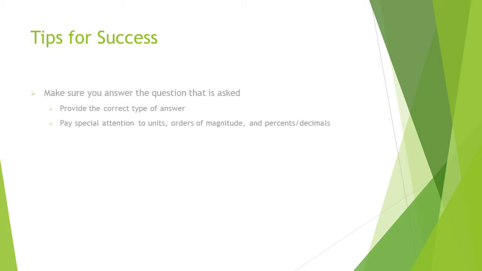1. Make sure you answer the question that is asked. Since there are no answer choices to guide you, read the question carefully and make sure you provide the type of answer required. Sometimes there will be labels before or after the answer box to indicate the appropriate type of answer. Pay special attention to units, such as feet or miles, to orders of magnitude, such as millions or billions, and to percents as compared with decimals.